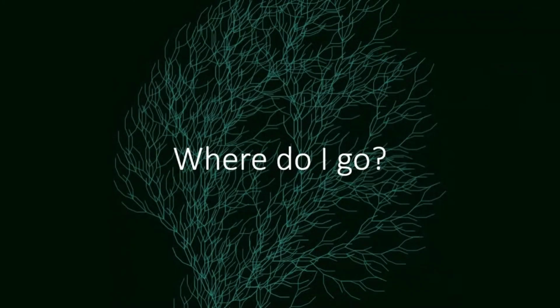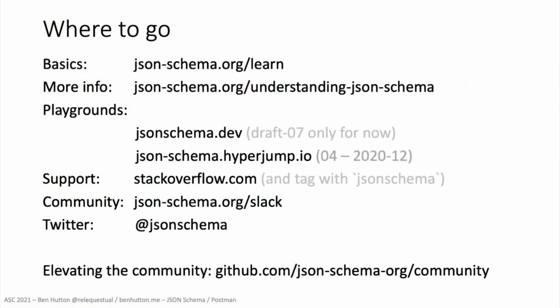So where do I go to learn more? Get involved and contribute to the community, or keep up with developments? We provide two layers of learning resources, and we're looking to unify those in the future. The easiest way to try JSON Schema today is to write it in Visual Studio Code and paste it into one of the web-based playgrounds. If you need help, we monitor the Stack Overflow JSON Schema tag. And if you want to get involved with our community, join our Slack or follow on Twitter.